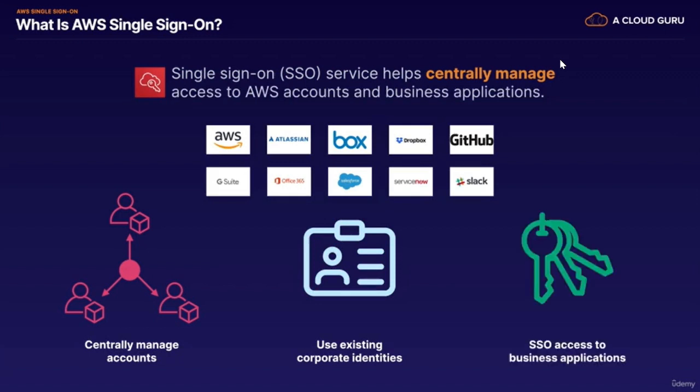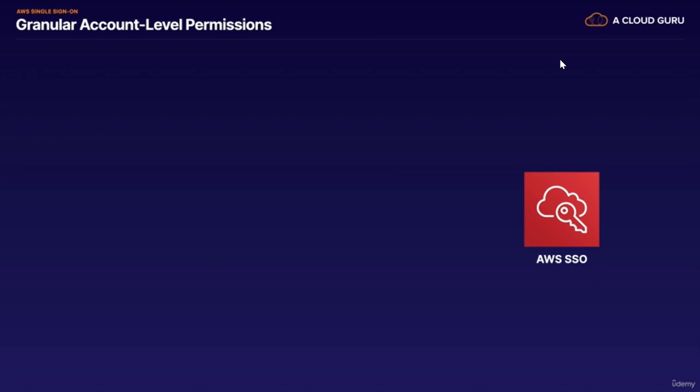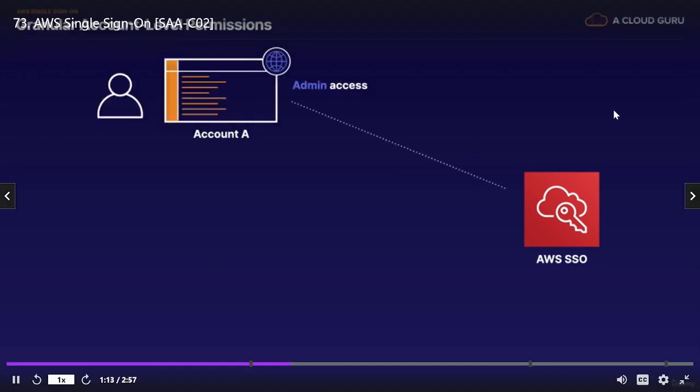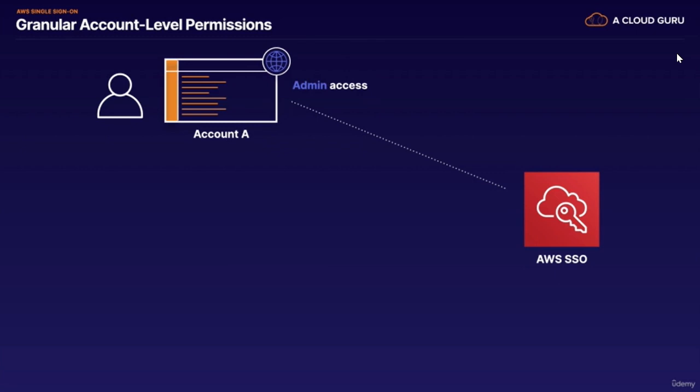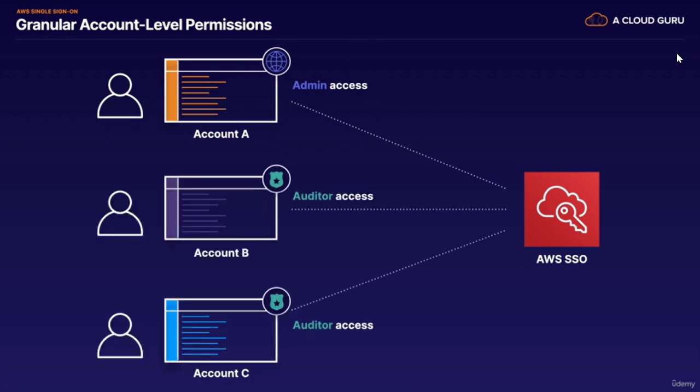With SSO, you can manage user permissions for all your AWS resources across all your accounts using AWS Organizations. So here's an example of using granular account-level permissions with SSO. Let's say you want to grant your security team administrative access to only the AWS accounts running your security tools. But then you only want to grant them auditor-level permissions to other AWS accounts. We would use SSO to set this up.